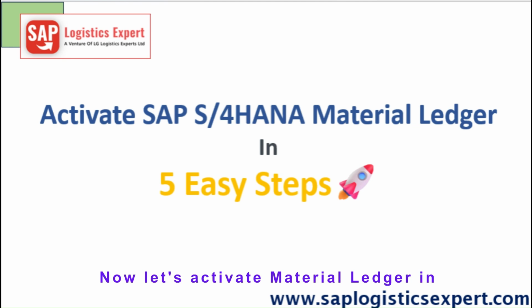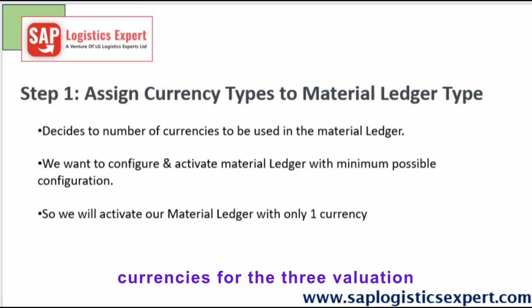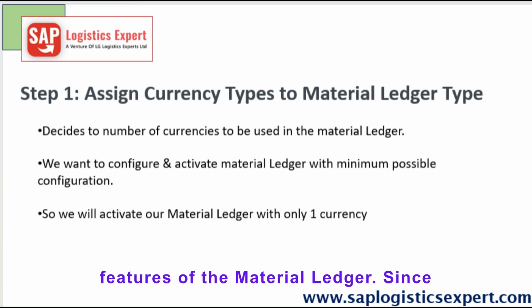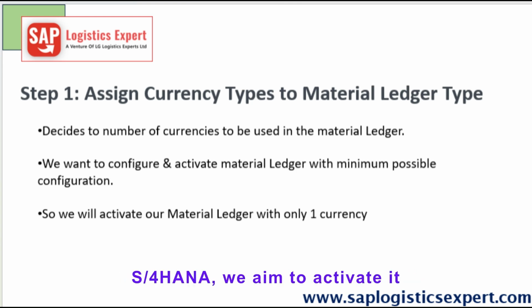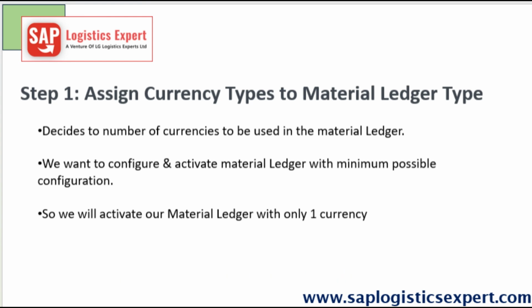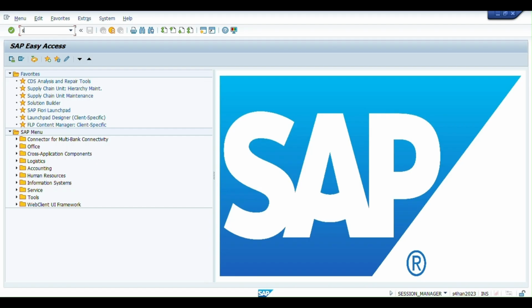Now let's activate Material Ledger in S4HANA in 5 simple steps. In this configuration, we define 3 currencies for the 3 valuation approaches previously discussed as key features of the Material Ledger. Since the Material Ledger is mandatory in S4HANA, we aim to activate it with minimal setup. To keep it straightforward, we will enable the Material Ledger using only one currency, company code currency. Please follow the configuration path provided in the next screen.